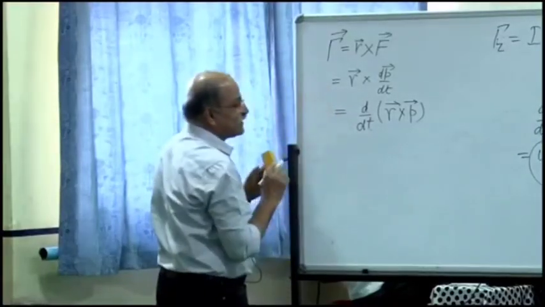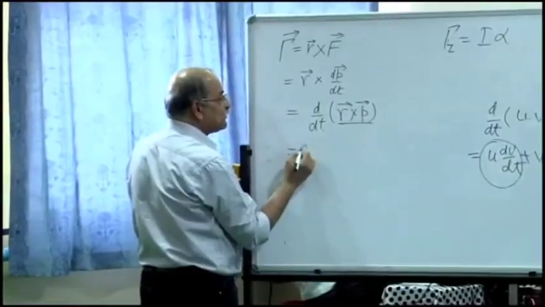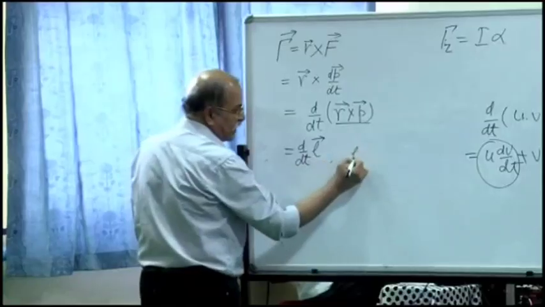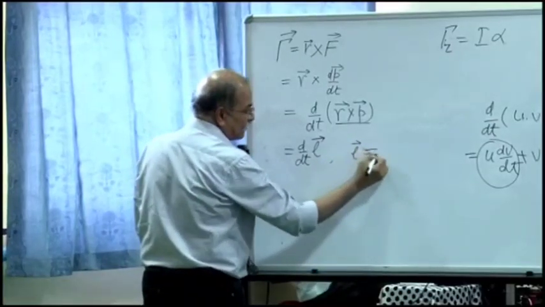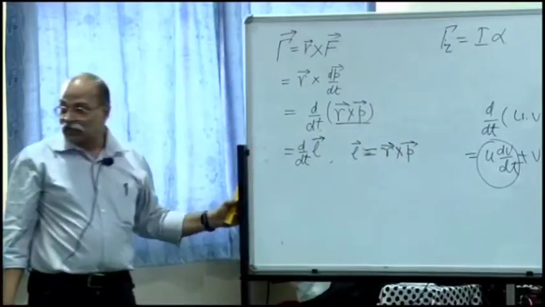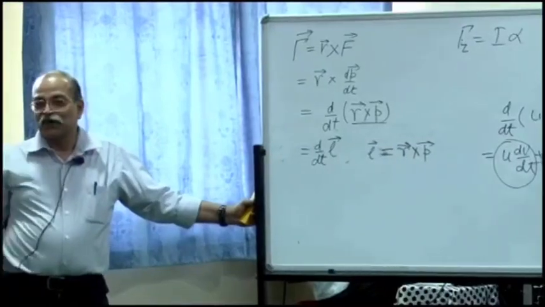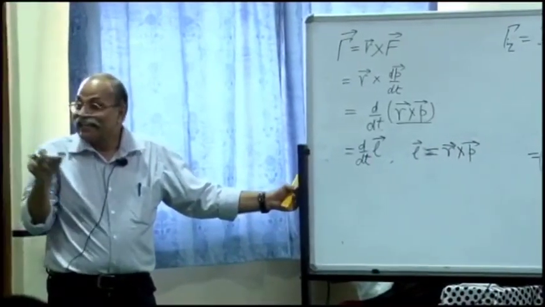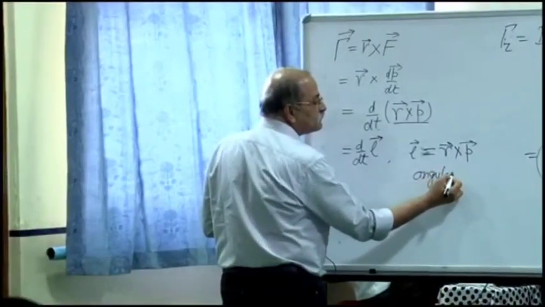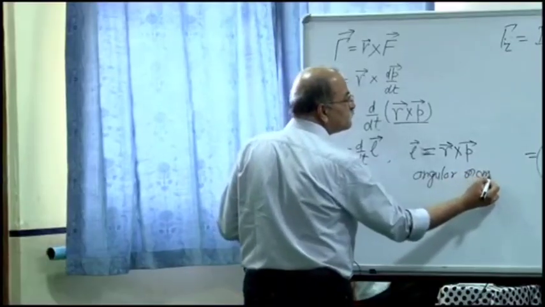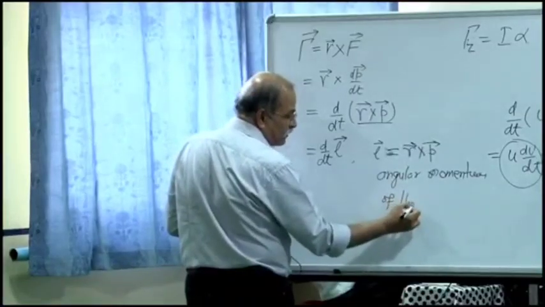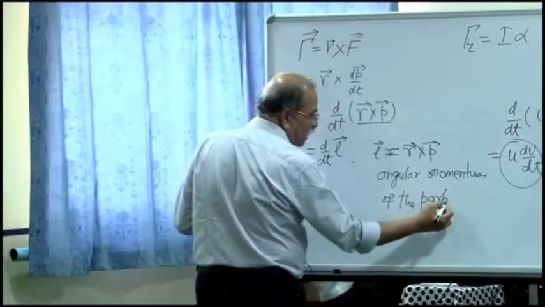Now this quantity r cross p, we give another symbol L. L is r cross p. Definition, not law. We call this quantity r cross p, L, and the name of this is angular momentum of the particle about the origin.